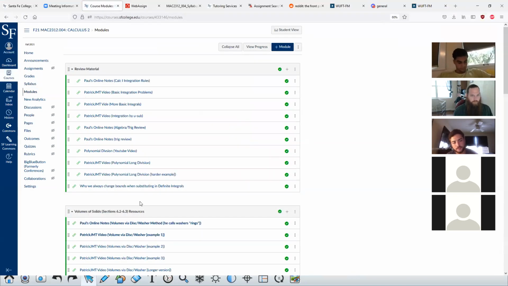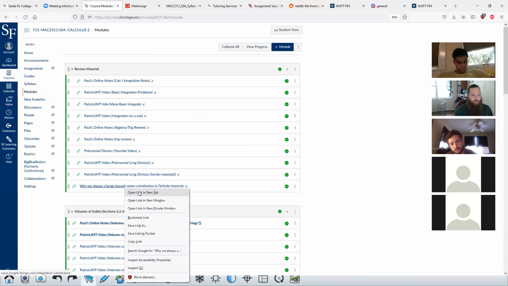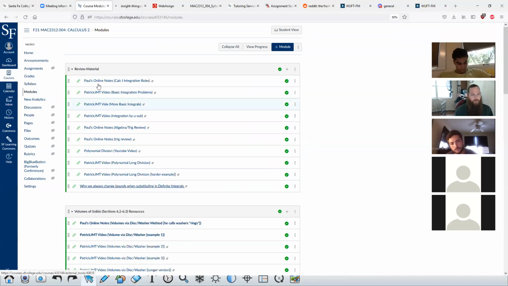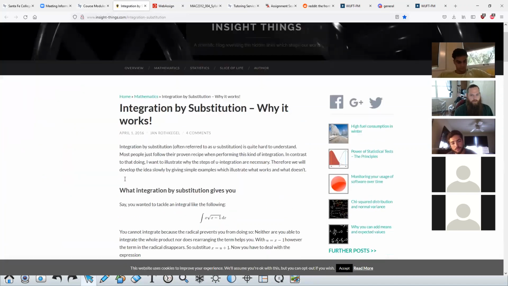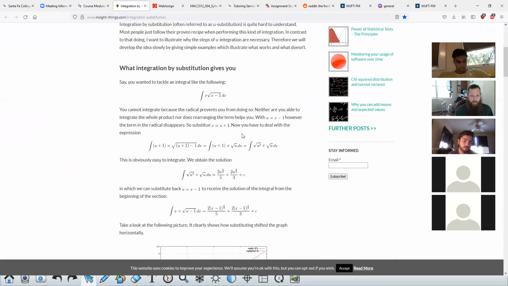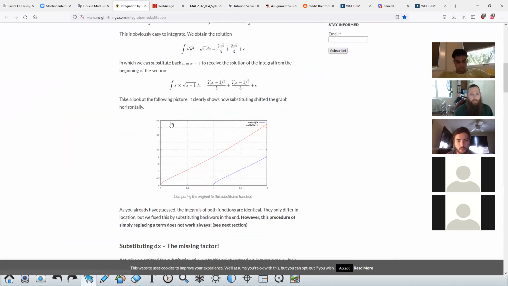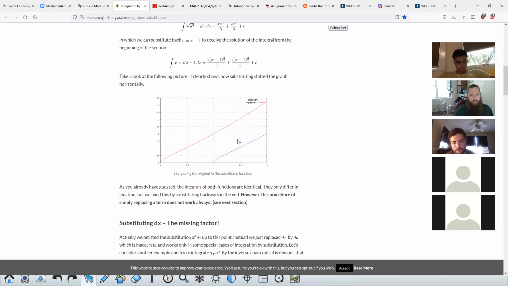I've actually referred to this so often that it's here in the modules under review materials. So if you come to your modules page, go to the very bottom of review material, you'll see why we always change bounds when solving definite integrals. There's a really nice page on this. And they're looking at a basic problem here, and we'll look at problems like this in the future. But here's what I want you to think about.